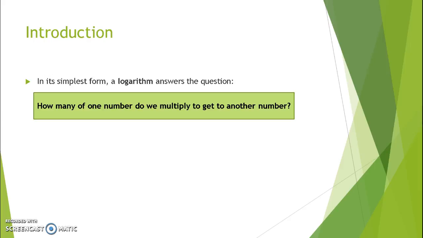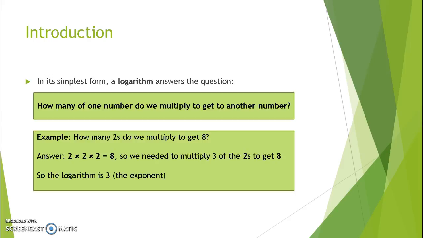Logarithms is exponents. So for example, how many 2's do we multiply to get 8? Well, we know that 2 times 2 times 2 is equal to 8, right? So we need to multiply 3 of the 2's to get 8. Then 3, notice here, is the exponent of the 2 to get the 8. Then the 3 is actually the logarithm, okay? The logarithm base 2 of 8 equals 3.